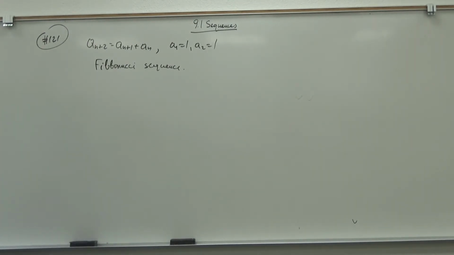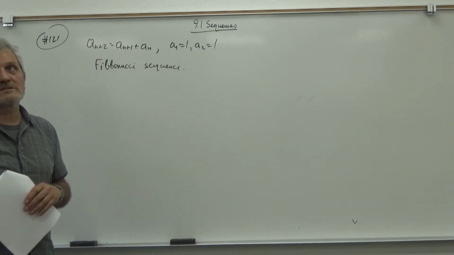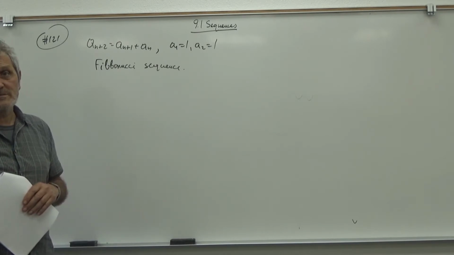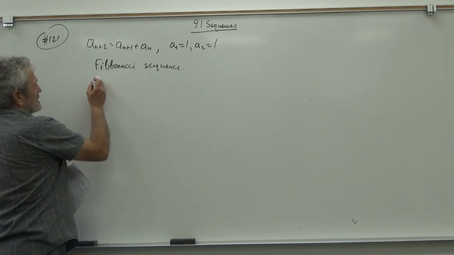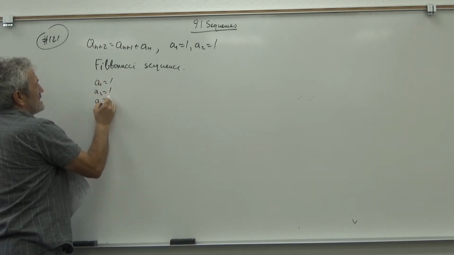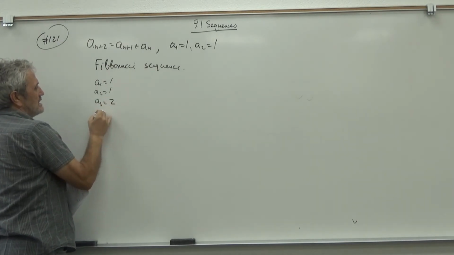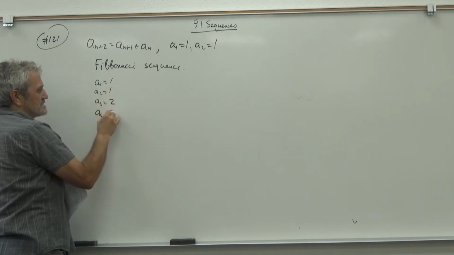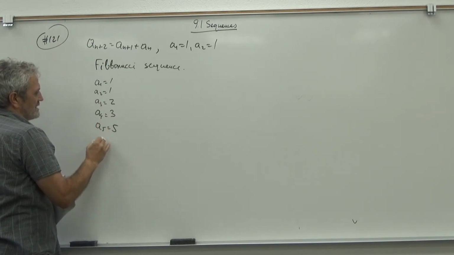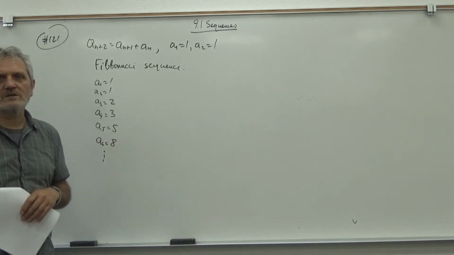Here, they didn't give us a formula, didn't express the members as a function of n. Actually, they expressed members in terms of each other. But we can calculate them. a1 is 1, a2 is 1, a3 is the sum of the two previous members, so that's 2. a4 is 1 plus 2, which is 3. a5 is 5. a6 is 8, and so on. This is the famous Fibonacci sequence.